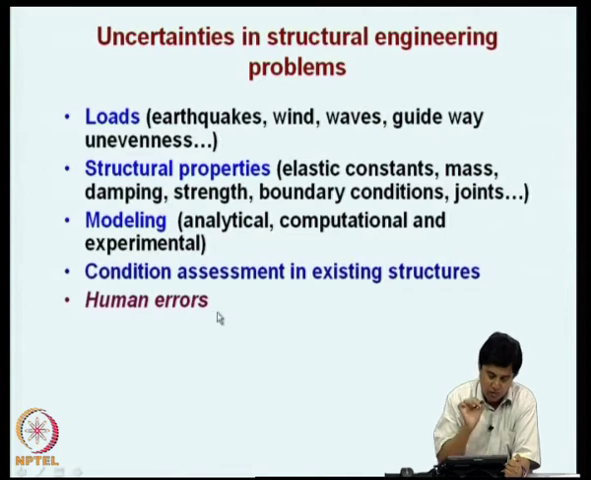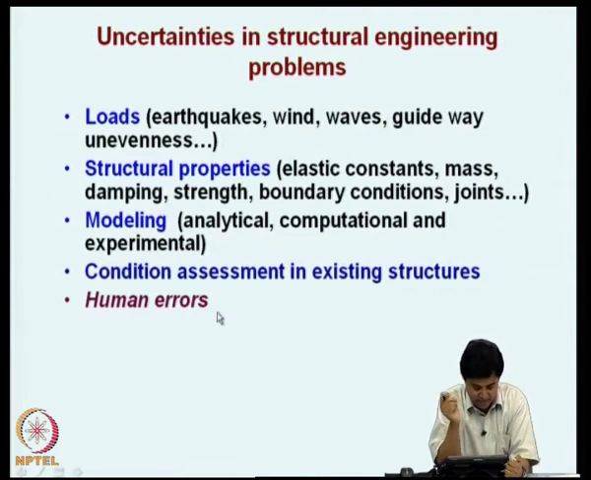There is yet another source of uncertainties in structural engineering, namely human errors. By very definition, human errors need not have any definite patterns, they can be erratic. So, they again are uncertain in nature.